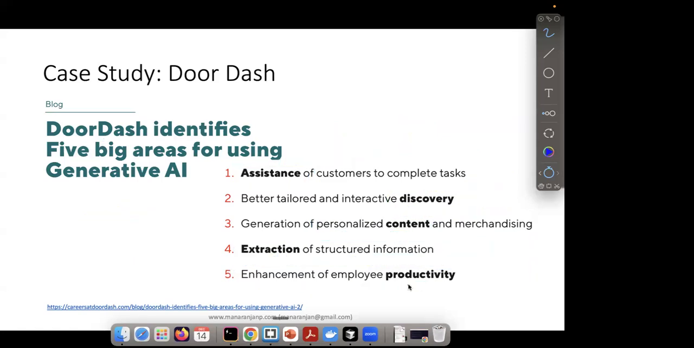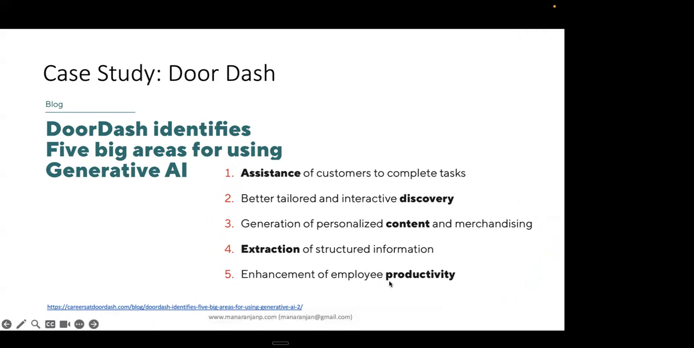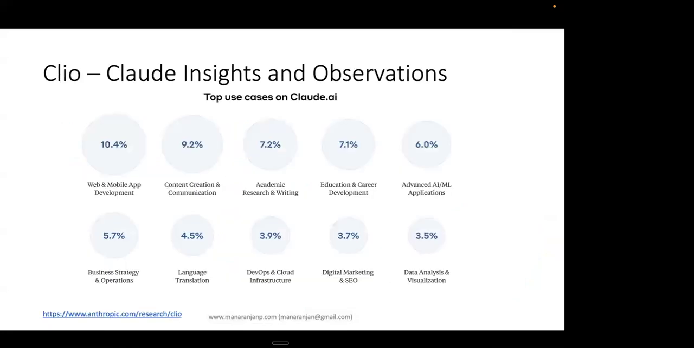of the employees. In fact, this is a very good article which talks about some of the important use cases that organizations are leveraging generative AI to develop. So chatbots, RAG systems, information discovery, personalized content generation, structured information extraction, and productivity. So we'll explore some of these ideas today and look at what tools and frameworks are available to accomplish these tasks.